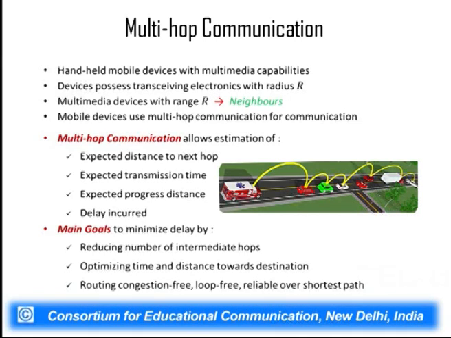So the mobile devices use multi-hop communication for transmission of data. How will it communicate? Whenever it comes in contact with different neighbors, the source might have a destination somewhere else, quite far away. So it is the responsibility of the intermediate nodes that fall in between to relay the packet of the source node to the destination. Now what estimations can we make with multi-hop communication? We can find the expected distance to the next hop, because the next hop means the immediate neighbor.